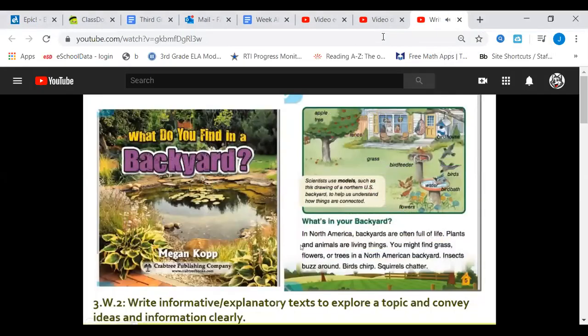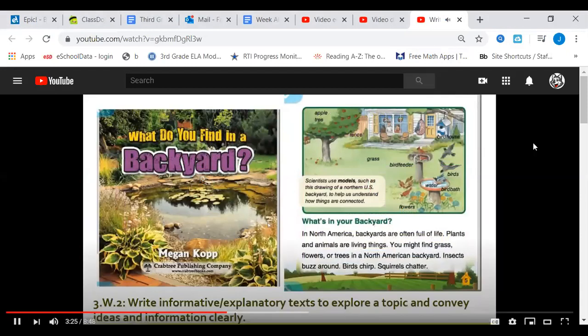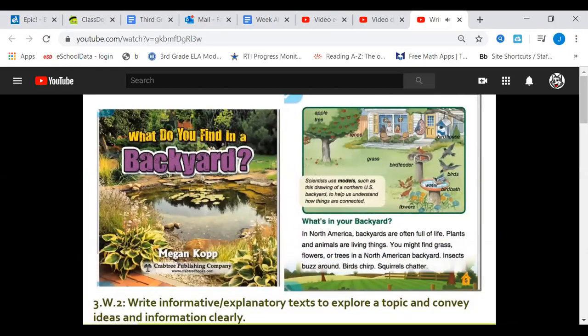I love the question. What's in your backyard? In North America, backyards are often full of life. Plants and animals are living things. You might find grass, flowers, or trees in a North American backyard. Insects buzz around, birds chirp, and squirrels chatter. Yes, they do.